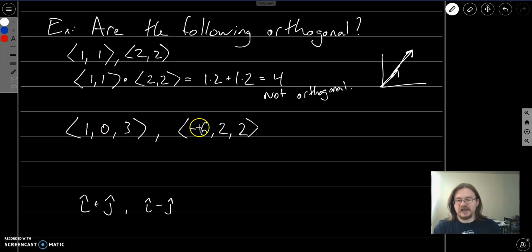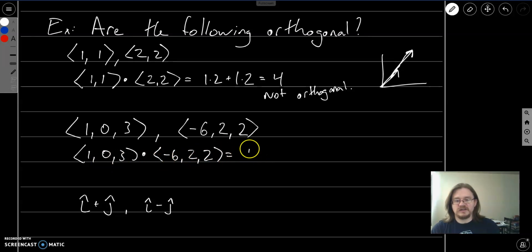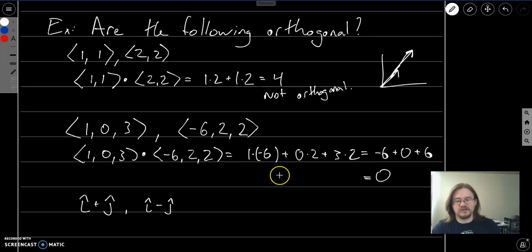1, 0, 3 and negative 6, 2, 2. So we're going to take their dot product. 1, 0, 3 dot negative 6, 2, 2. So we have 1 times negative 6 plus 0 times 2 plus 3 times 2. This is going to be negative 6 plus 0 plus 6. Oh hey, these guys are orthogonal.